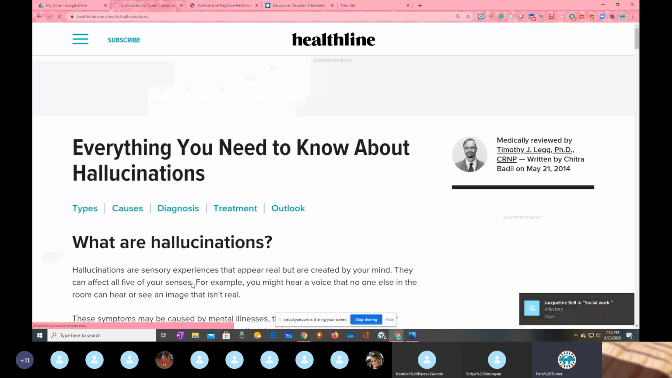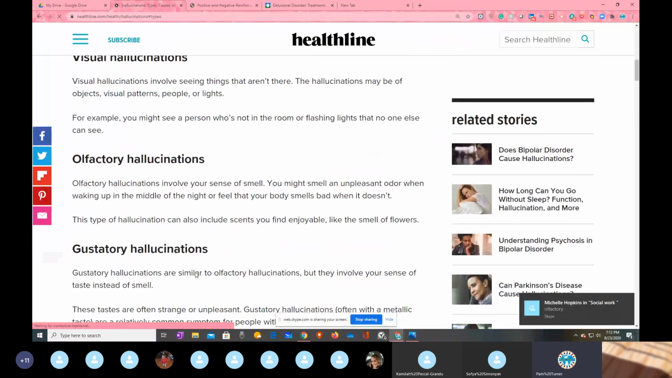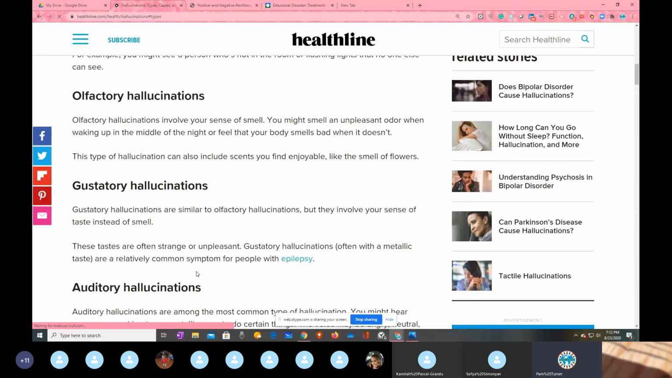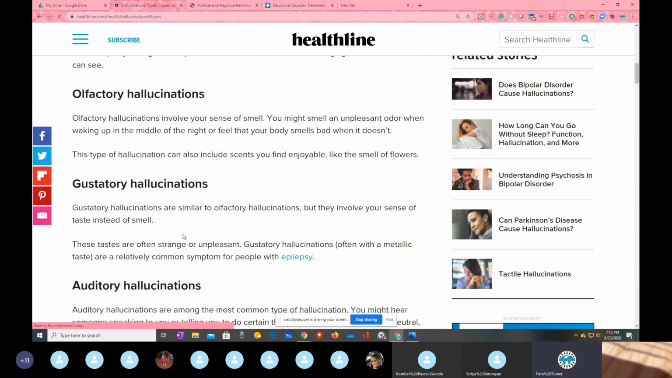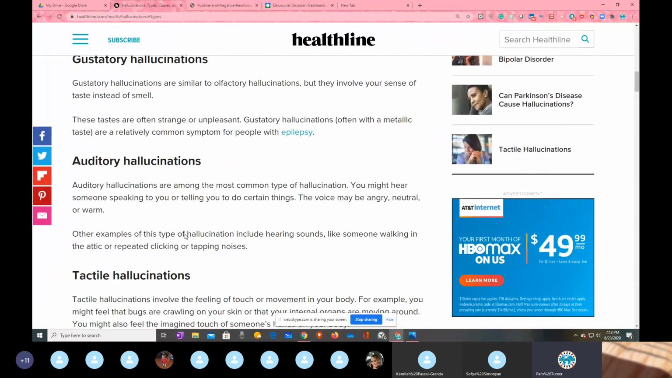Okay. Visual, I see things, of course. And then olfactory, that is when I smell things. Most often, I've worked with clients who smell their own skin rotting. They're sure they're dying and they can smell their skin rotting. Gustatory is taste. People believe that their food is being poisoned, so they can taste their food. Auditory hallucinations are when you hear things. One of the things we ask the client is, are those voices coming from inside your head or outside your head? And then tactile hallucinations, of course, those are the bugs and things that are crawling on me.